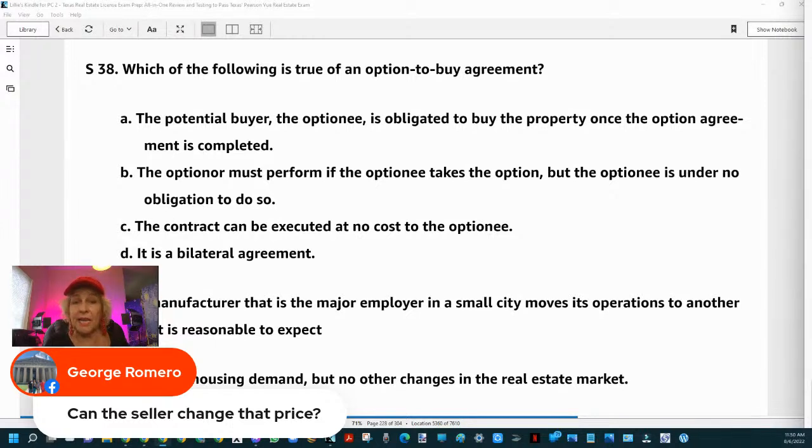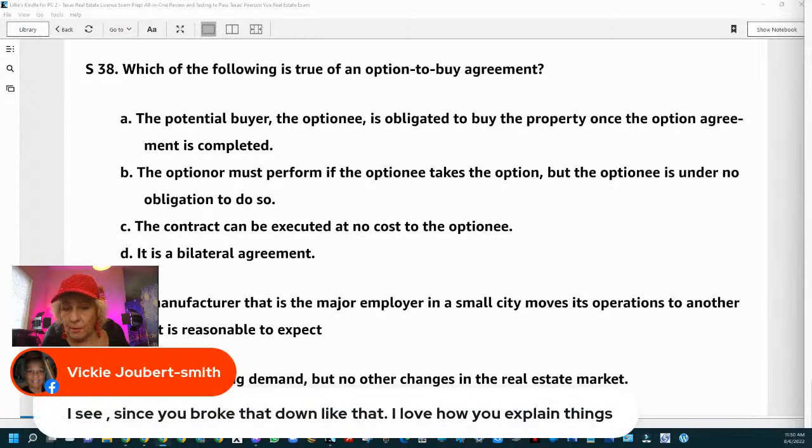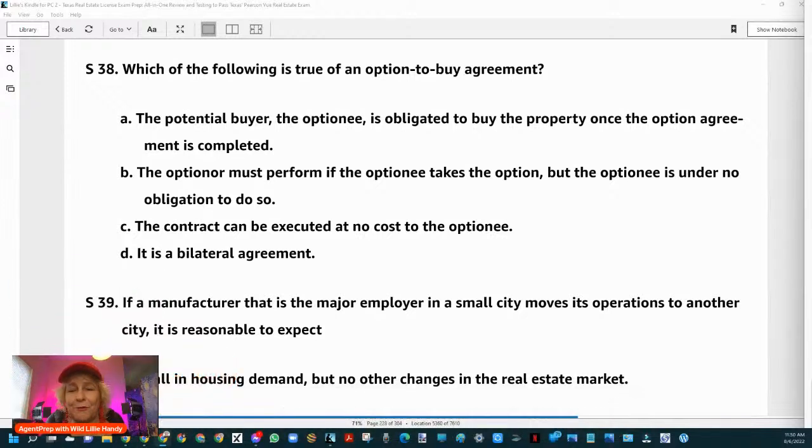And that stays until the buyer terminates. Okay, I see. Since you broke that down like that, I love how you explain things. Oh, thank you so much, Vicky. Yes, so just remember, in an option period, it is unilateral. Who has to perform? The buyer, the optionee.